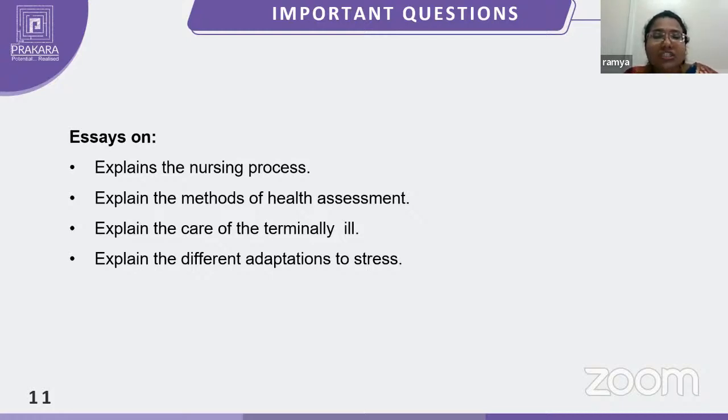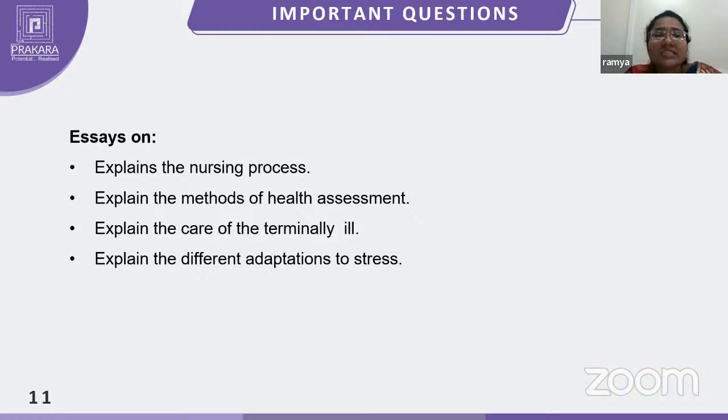When coming to the next question, that is the methods of health assessment, this health assessment consists of inspection, palpation, percussion, and auscultation. In assessment, how are you going to assess the person? By inspection, by seeing, by taking the history from that person, by doing percussion techniques, or by doing palpation over the body. Those and all the findings you can mention here in the methods of health assessment.